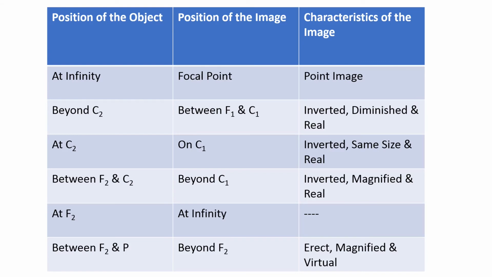So in these six positions, how you are getting the image of the object and what are the characteristics of the image formed. Now what we discussed, all that we can tabulate in this and we can see and understand.